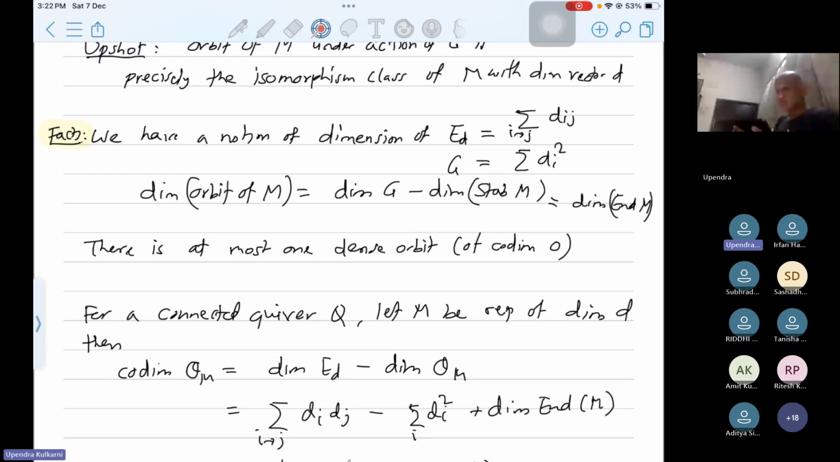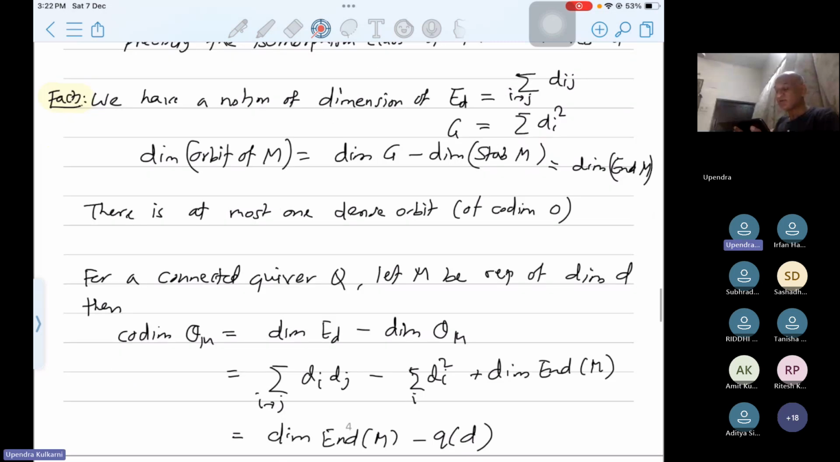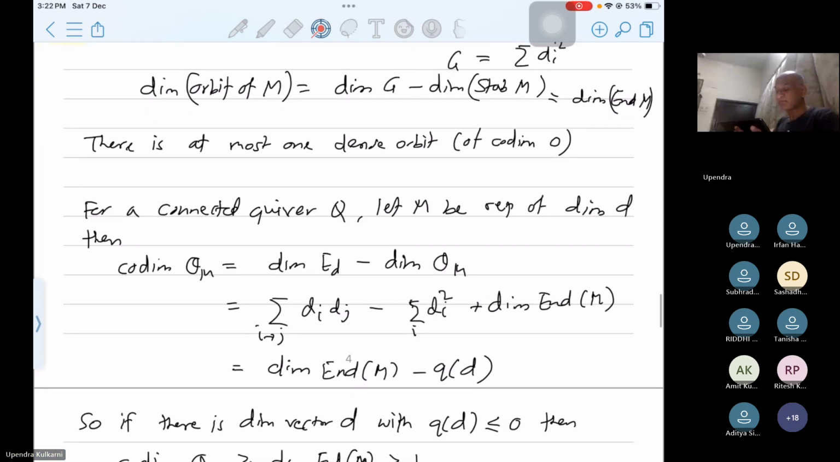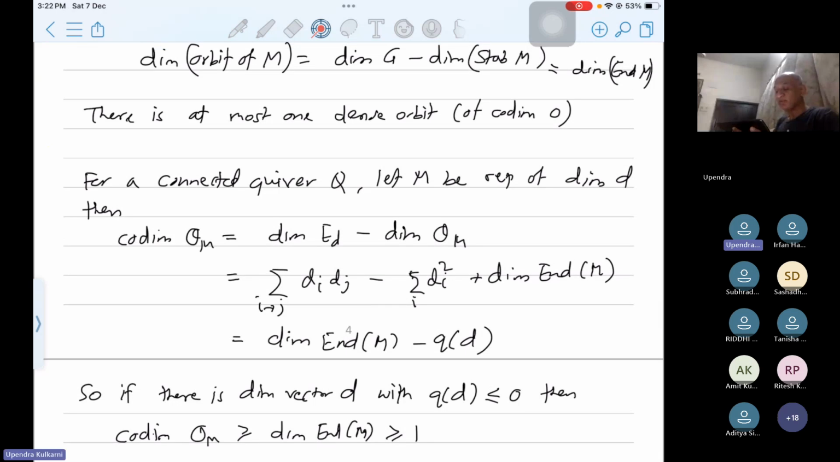All right. So let's take a connected quiver Q, and I have some arbitrary representation M of dimension vector d. So let's try to count what the co-dimension of this orbit is, right? How big this orbit is. Basically, what we are trying to show is that the co-dimension is at least 1. So this is not a dense orbit.